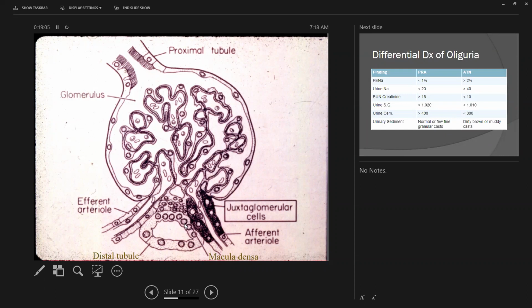So there was an article I read years and years ago. It said acute renal failure is acute renal success, because if this mechanism didn't happen, then the organism would be dead in a matter of hours.